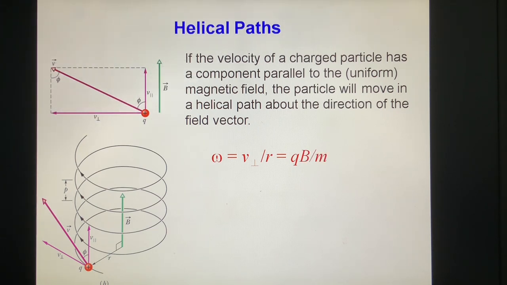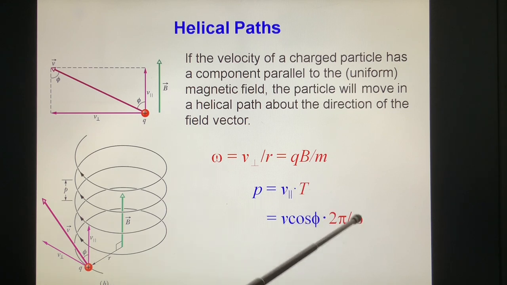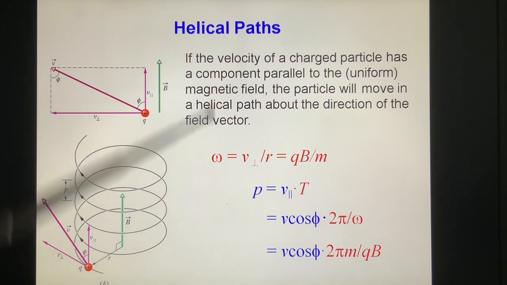called a helical path. And we know from previous calculation that omega equals V perpendicular over R equals QB over M. And this pitch, the distance between the two helical paths, is equal to the velocity V parallel multiplied by the time. The time is one period, one round. We know V parallel equals V cosine phi, and the period T we have calculated equals 2 pi over omega. Omega equals QB over M. So this is the pitch. And the electron, the negative charge, moves along a helical path.